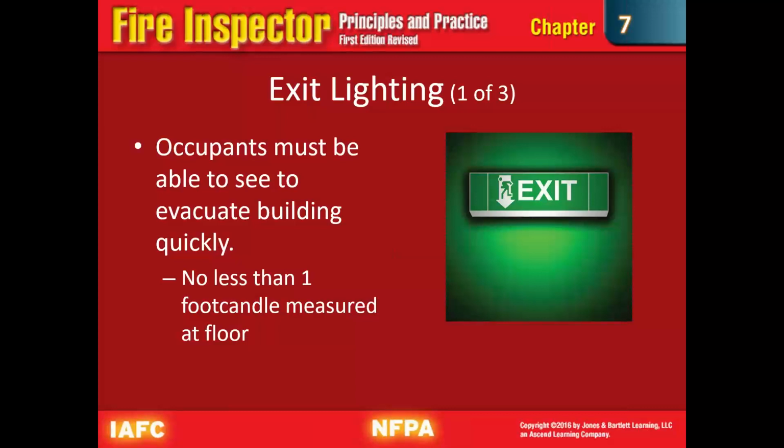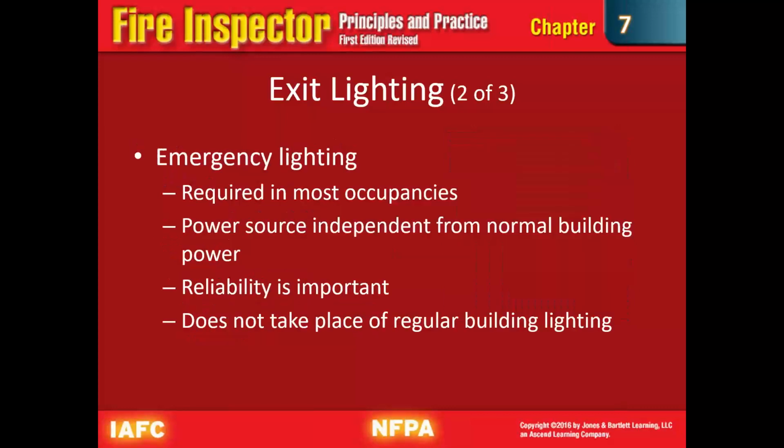All right, exit lighting. You have to see where to go and to evacuate the building quickly. No less than one footcandle measured at the floor. There have been some changes to the code. Before, it was very specific on the type of means of illumination, whereas now it doesn't matter: if you have something that consistently gives no less than one footcandle measured at the floor, you can use it.